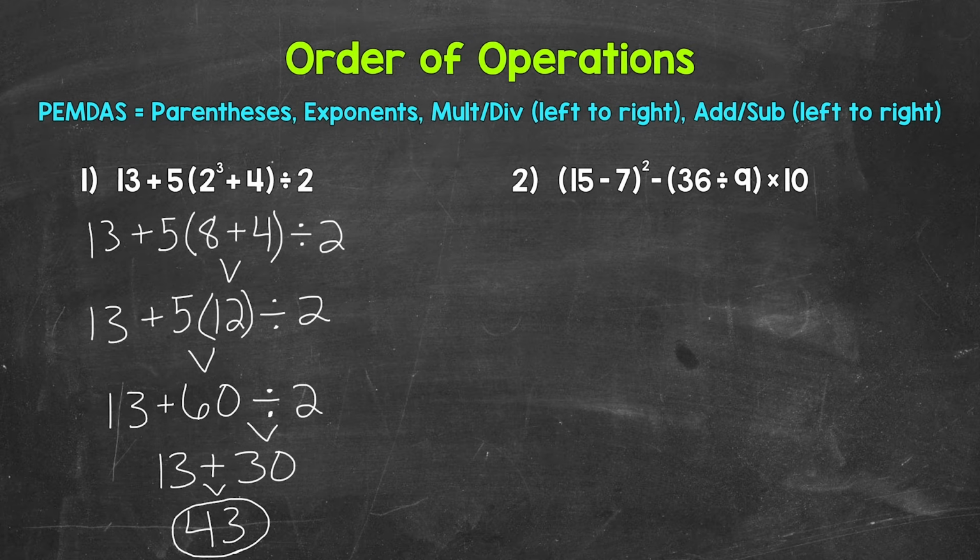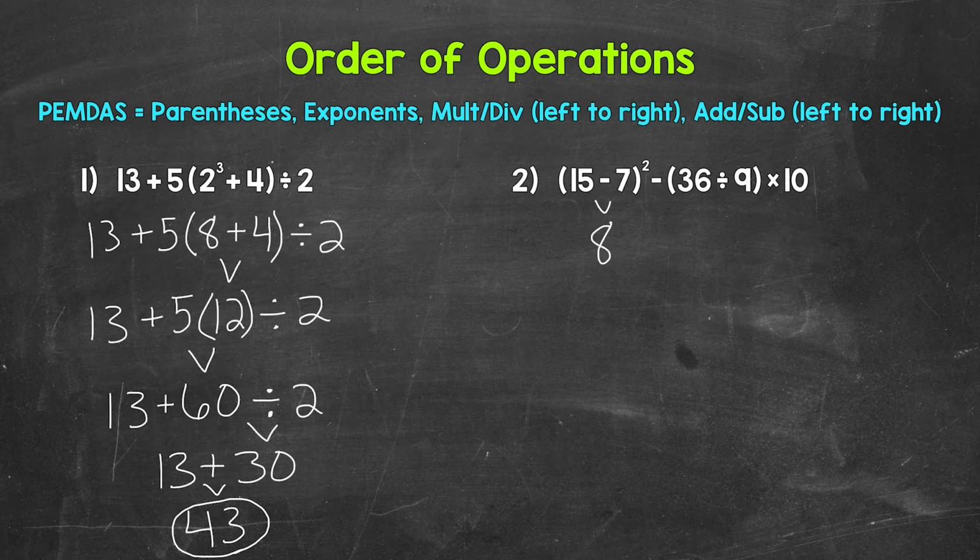Let's move on to number 2, where we have 15 minus 7 in parentheses, and that is squared, minus, in parentheses, 36 divided by 9, end parentheses, times 10. So let's work through the order of operations. Do we have any parentheses? Yes, we have two sets of parentheses. So let's work from left to right. We will start with 15 minus 7. 15 minus 7 is 8.